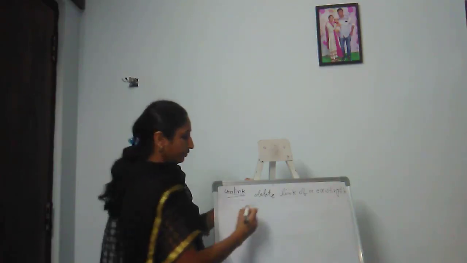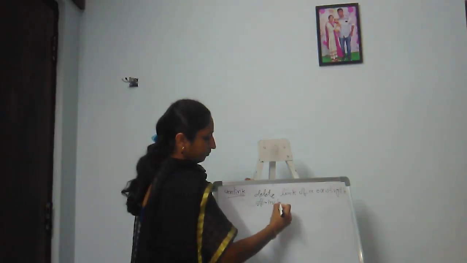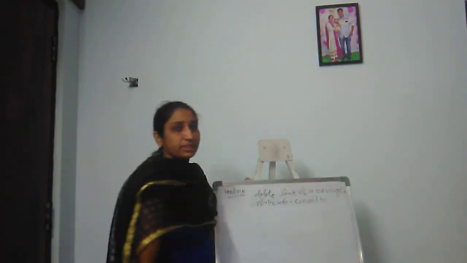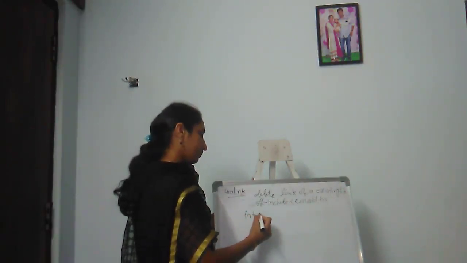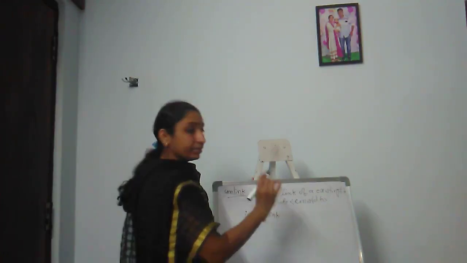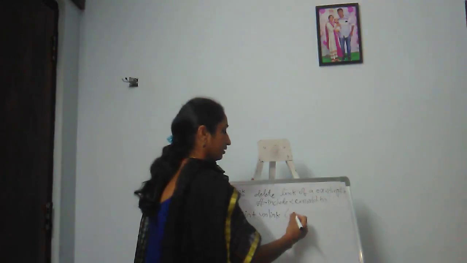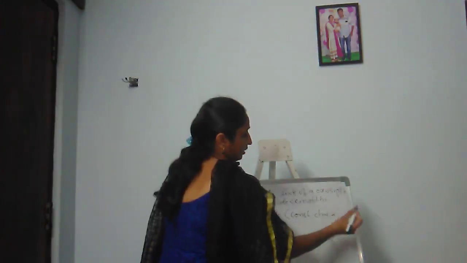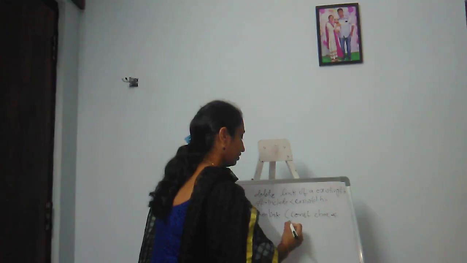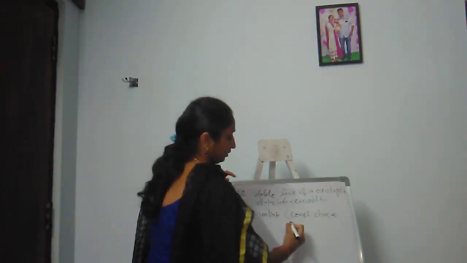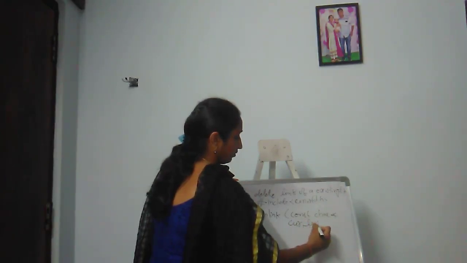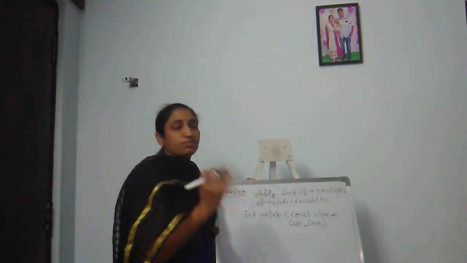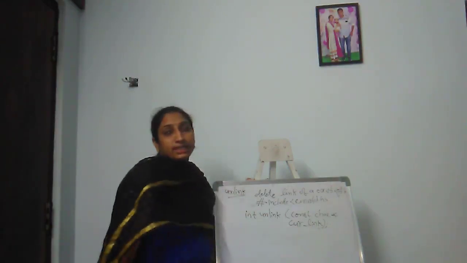Then we write it as hash include unistd.h. Next, int unlink, const char star current link. Then it will automatically delete the link of the existing file, the file that is open, and that particular file link will be deleted in the system.